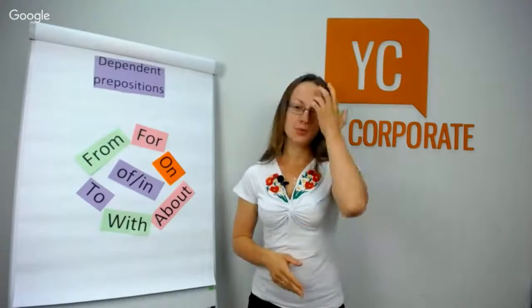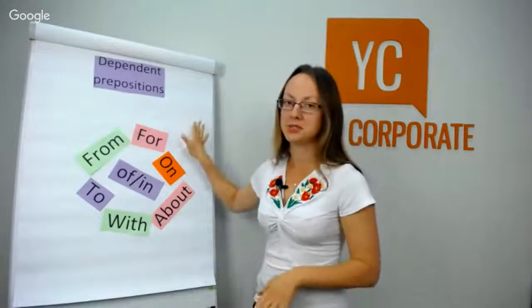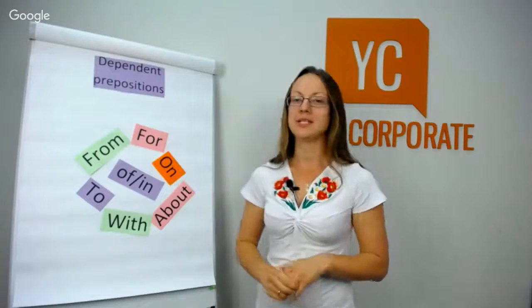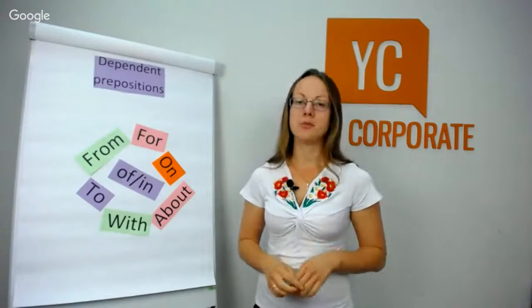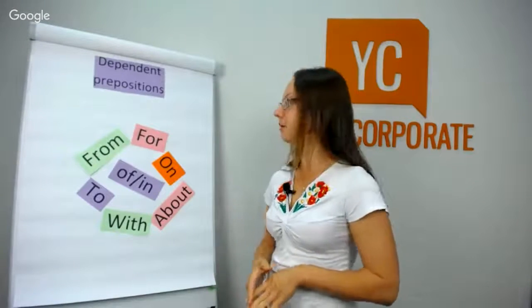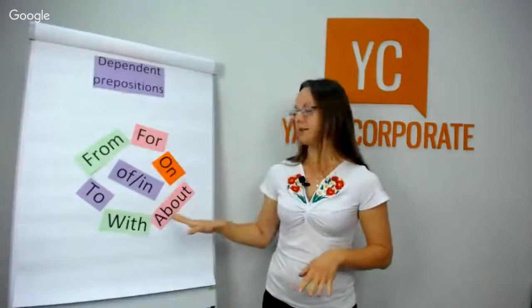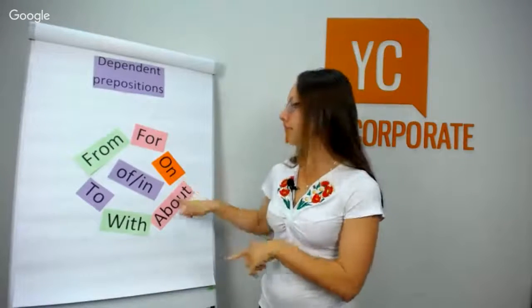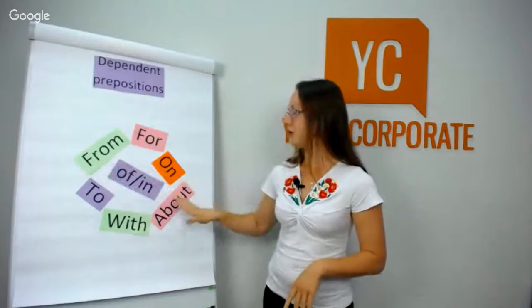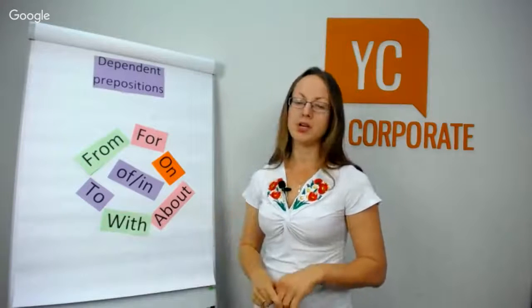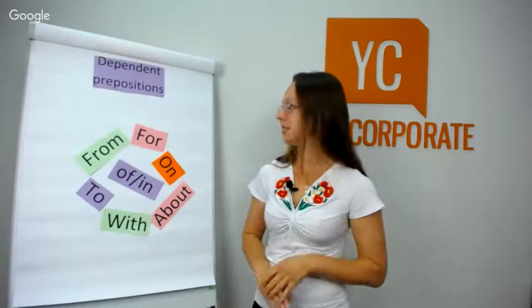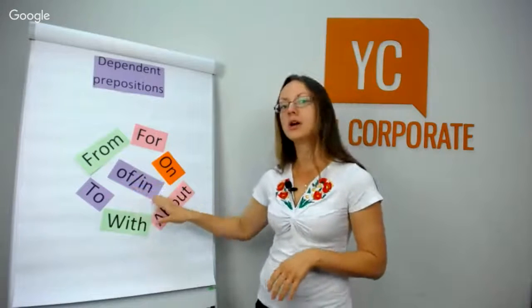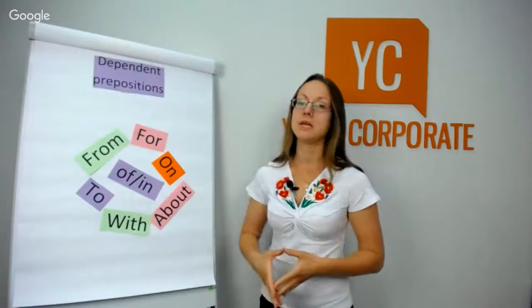So let's move back to our topic, that is dependent prepositions. First of all, what it means. We have some words, and after these words, we have prepositions that follow them. For example, the prepositions we're going to talk about: from, for, on, about, with, to. And we're going to talk about one word that can be followed by two prepositions, either of or in, and that will have different meanings.